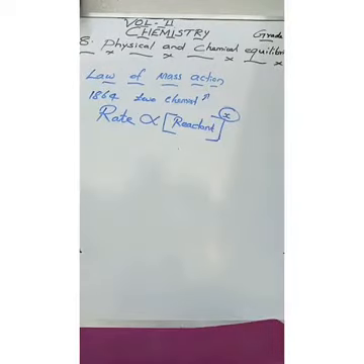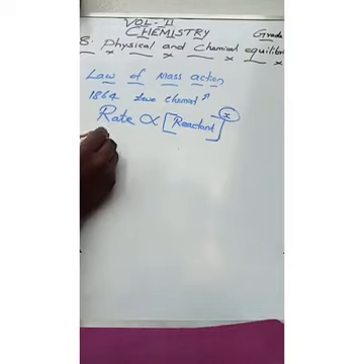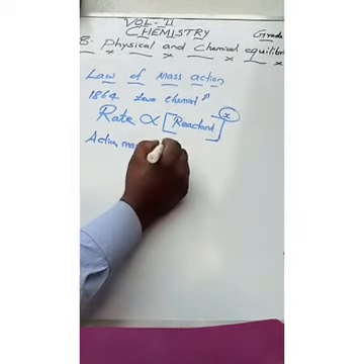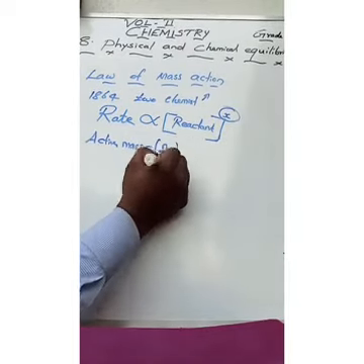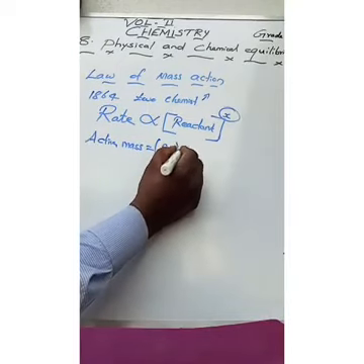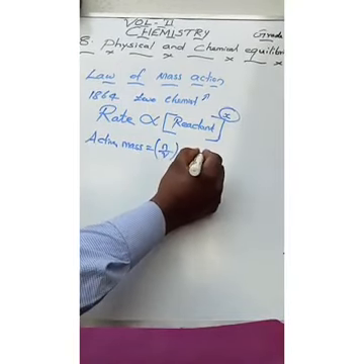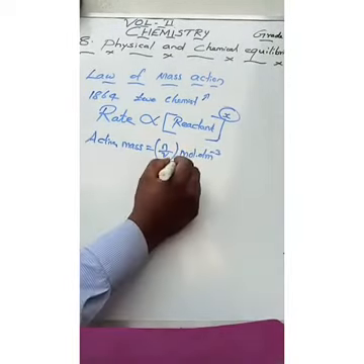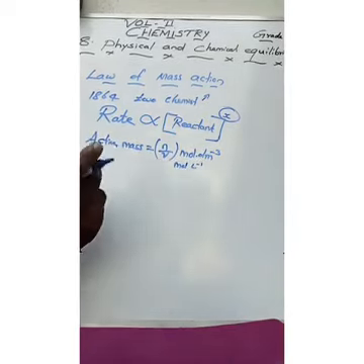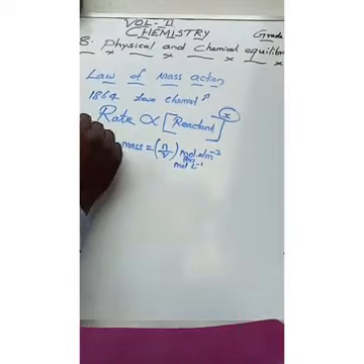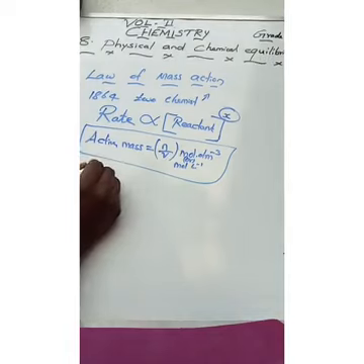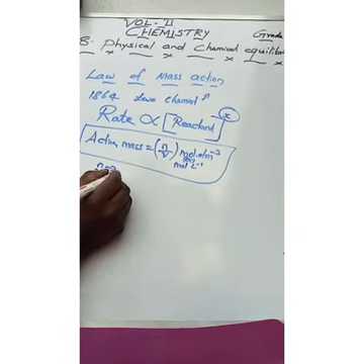How to write the formula for active mass? Active mass is equal to N divided by V, in mole dm raised to minus 3 or mole liter minus 1. This is the formula: number of moles divided by volume V. Don't forget what N is here: N is the number of moles and V is the volume of the container.